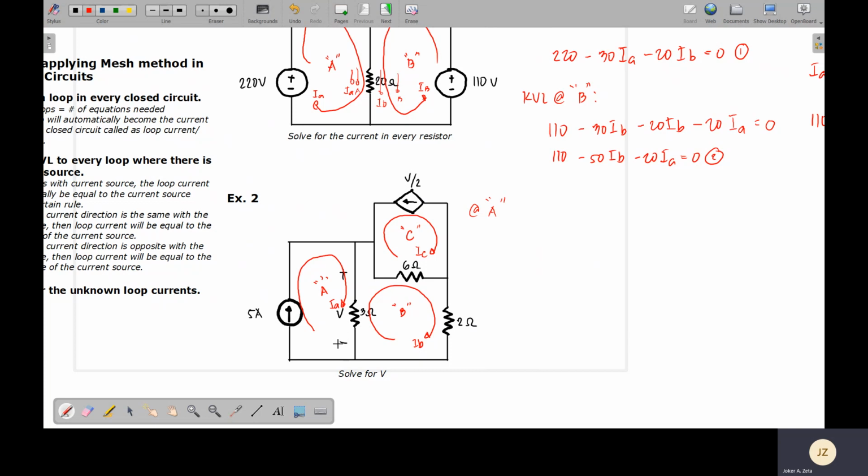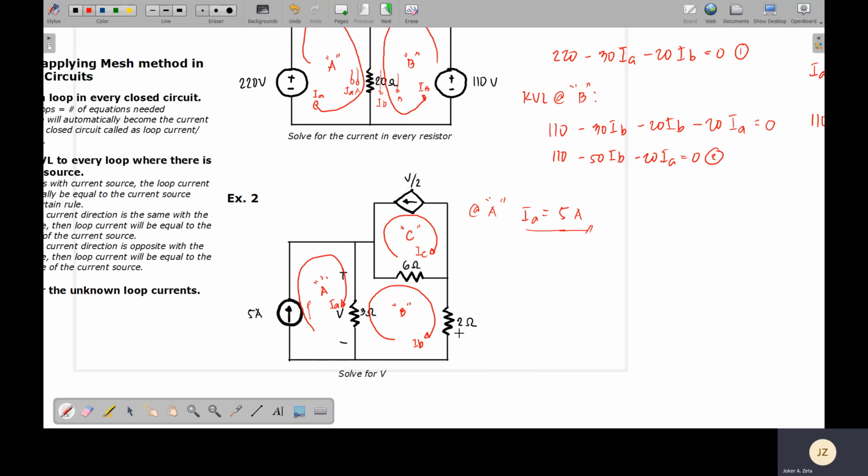Now, how do we know that they have the same direction? How to know is you should plot the direction of your loop current IA when it is about to flow along the current source. So for your loop current IA, when it flows through the 5 ampere current source, the direction is going up. And they have the same direction. So if they have the same direction, then automatically IA is equal to the positive value, which is 5 amperes. Okay? Now, we have automatically IA.